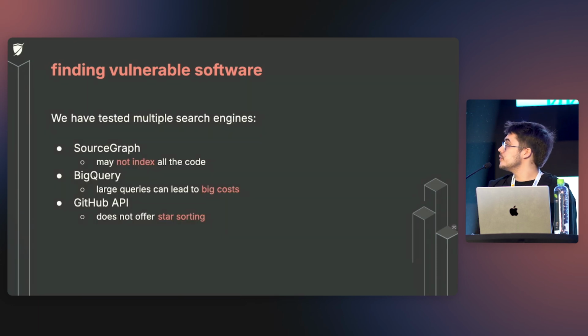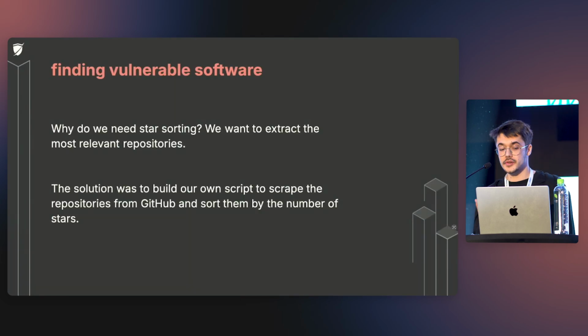For that, we used multiple search engines like Sourcegraph, BigQuery, and the GitHub API. Basically, all do the same thing. You can search for code patterns inside multiple repositories. However, every engine comes with a downside. Sourcegraph may not index all the code. BigQuery has a cost for every query that you run, so it means that large queries can lead to big costs. And the GitHub API doesn't offer star sorting. And why do we need star sorting? That's because we want to extract the most relevant repositories.